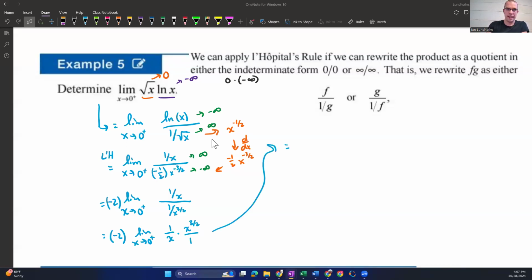Let's bring it up here. And then negative 2 times the limit of, as x goes to 0 from the right, this is going to be the square root of x. That's left from that. So when we put in 0, we get negative 2 times 0, because the square root of 0 is just 0. And so we get 0 as an answer. And again, that's okay.